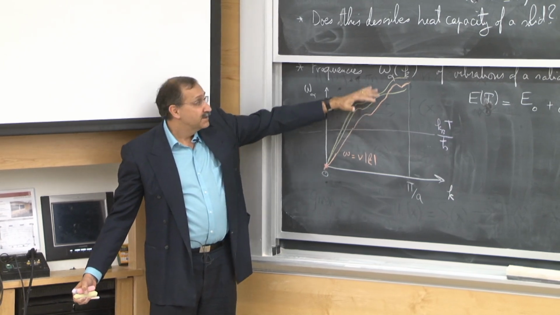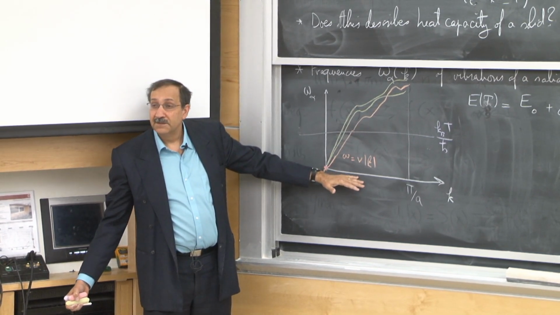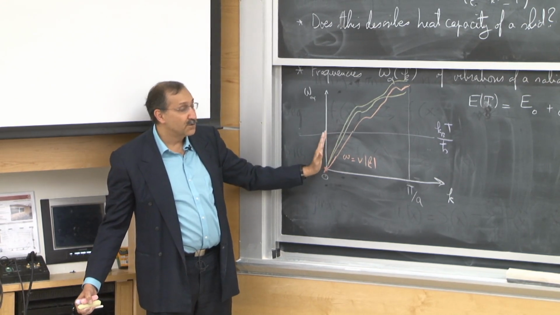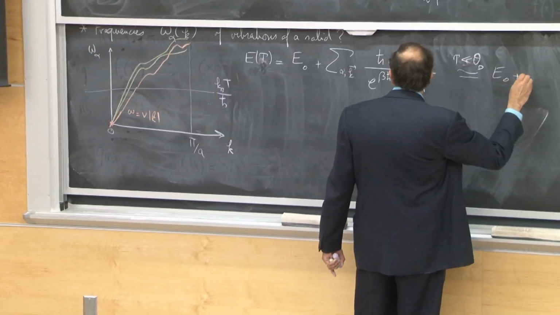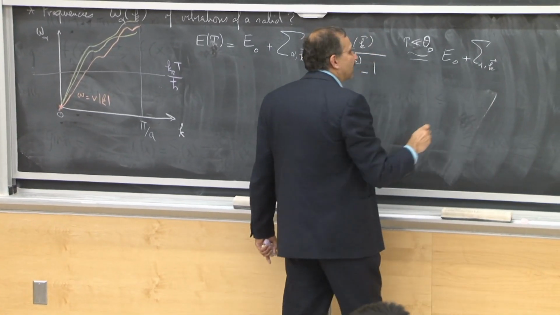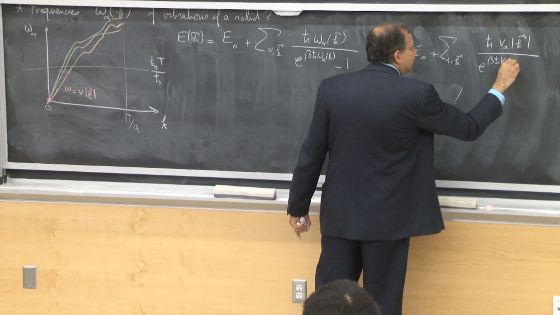As I come further and further down, there is some kind of complicated behavior as I go through this spaghetti of modes. But when I get to low enough temperatures, then again things become simple, because I will be only sensitive to the modes that are described by this omega being vk. So if I'm interested in T going to 0, it means less than some characteristic temperature that we have to define shortly. So let's say T less than some theta D. Then I will replace this with E0 plus sum over alpha and k of h bar v_alpha k over e to the beta h bar v_alpha k minus 1.